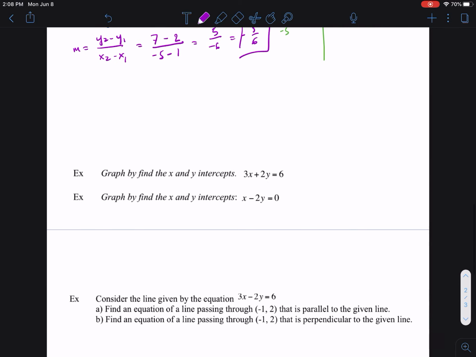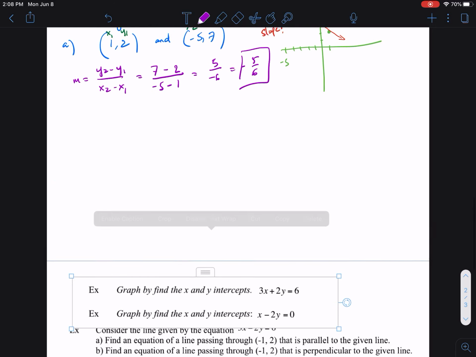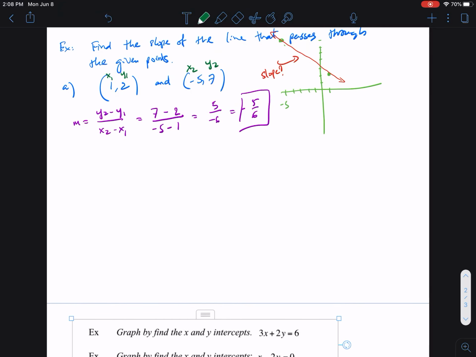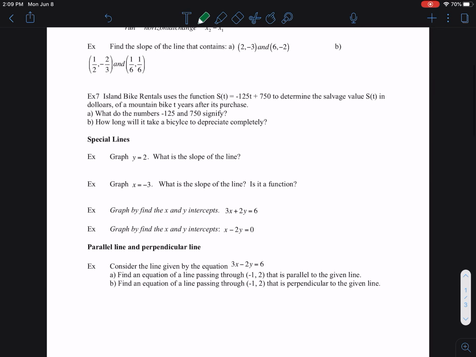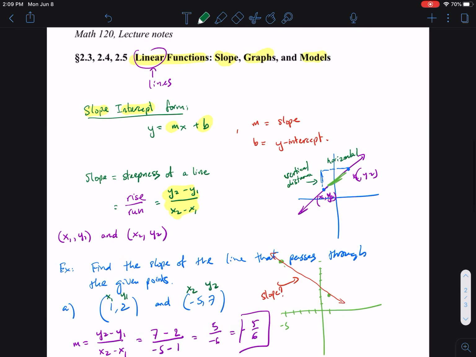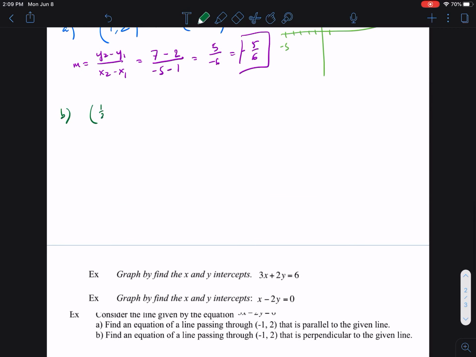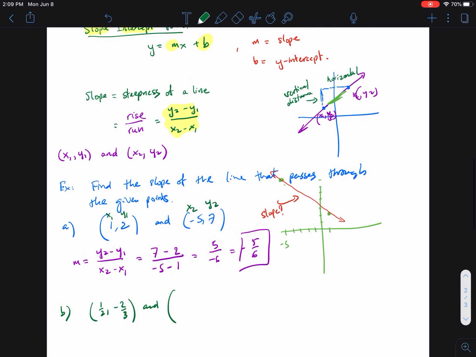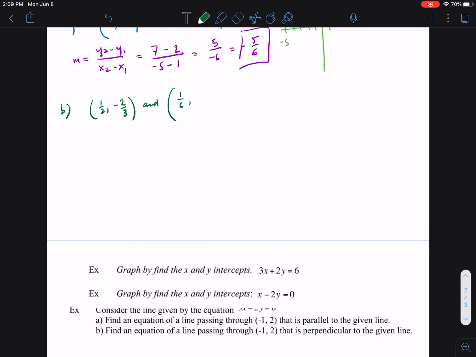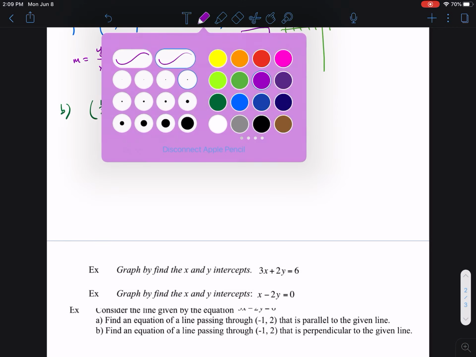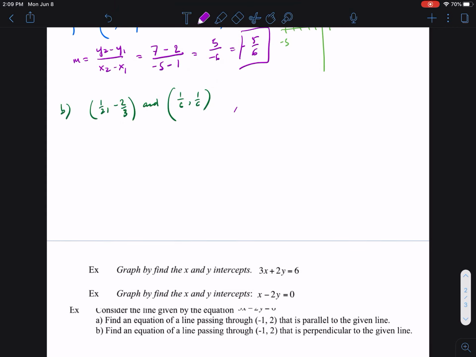All right, let's look at another example that deals with fractions. Suppose our 2 points have fractions in them. Let's see what I got here: (1/2, -2/3) and another point, (1/6, 1/6). We want to find the slope of the line that passes through these 2 points. So let's use our formula.